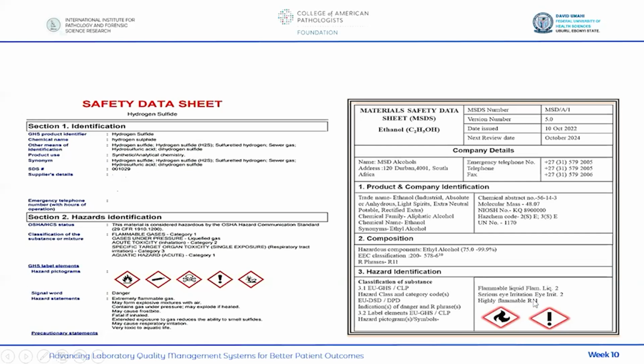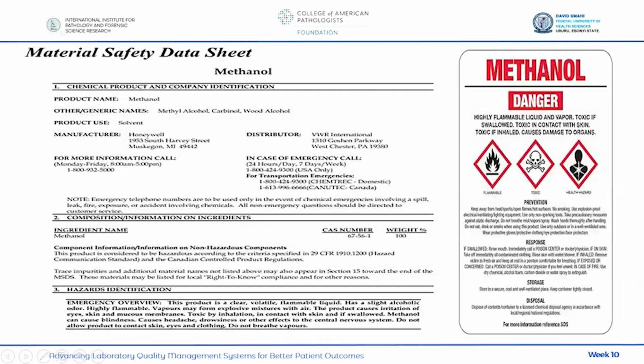Like this one now is R11. It is highly inflammable. Okay. R10 is flammable. R12 is extremely flammable. But you don't need to commit all that to memory because the safety data sheet is going to give you all the information you need. So for ethanol, I know quite a number of us might be working with ethanol. You need to know it's a flammable liquid. It can cause eye irritation. Okay, it's highly flammable. This is methanol.